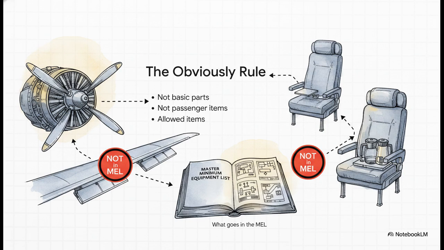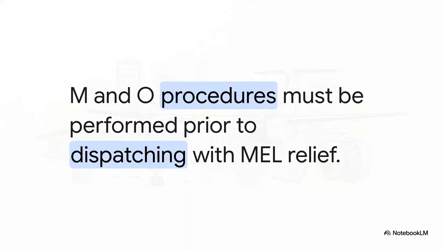On the completely opposite end of the spectrum, you have galley equipment or basic passenger convenience items. Those obviously aren't required for safe flight, so they aren't in the MEL either. What actually makes the cut into the MEL are the airworthiness items that can temporarily be broken prior to dispatch, but only if specific limitations are followed to the letter. So rule of thumb, if it's related to airworthiness and it's missing from the list, it is automatically required to be operative.